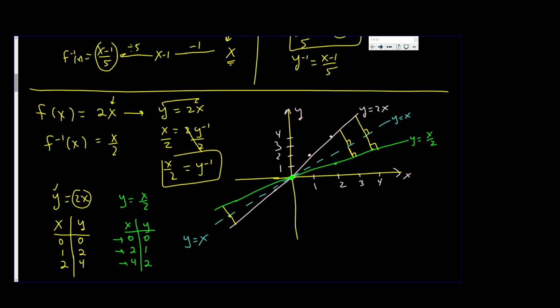In other words, if you were to put green paint along here, say on your paper, and then you folded your paper along the line y equals x, you folded it along this line, what you're going to have is green paint right there. Their mirror inverses are mirror images across the line y equals x.